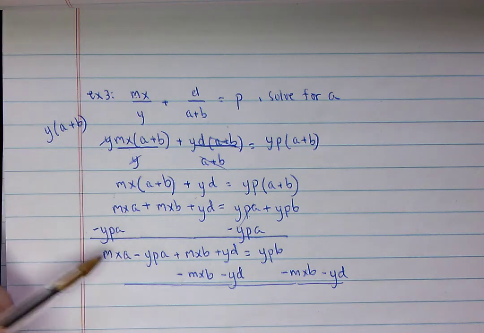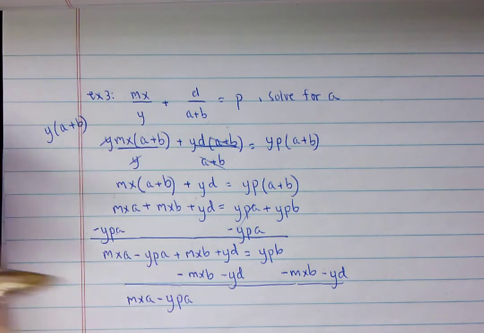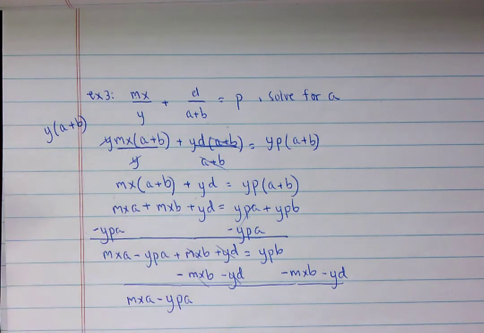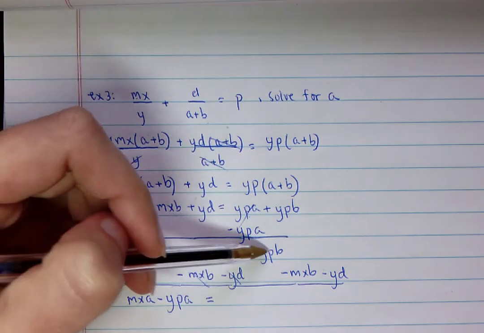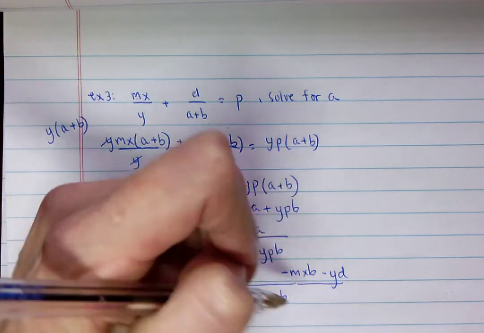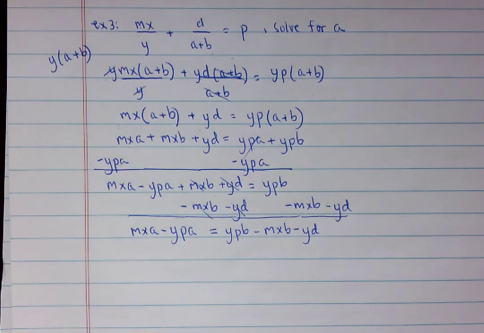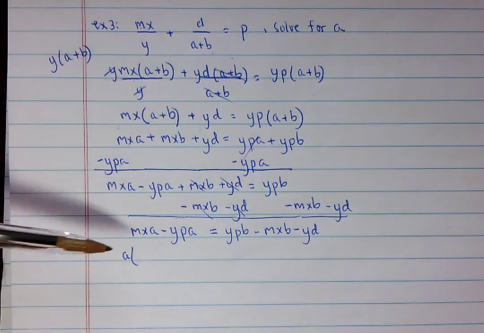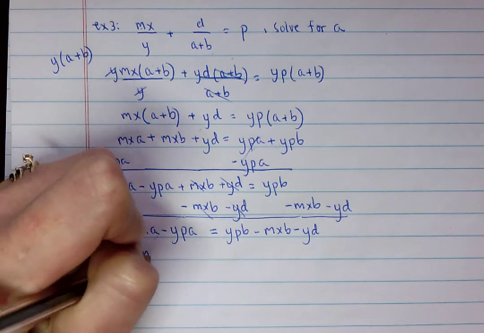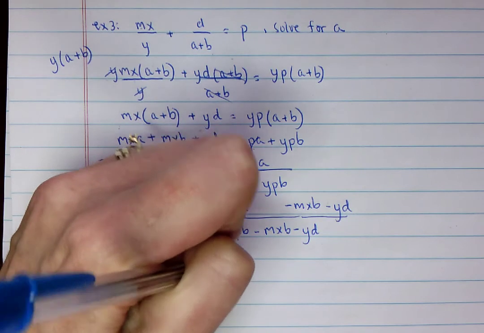So now I have m x a on the left minus y p a. These are gone now on the left. And that equals y p b minus m x b minus y d. So we're almost done. We have to factor out our a. When we do that, we're left with (m x minus y p). And that equals all the stuff on the right.